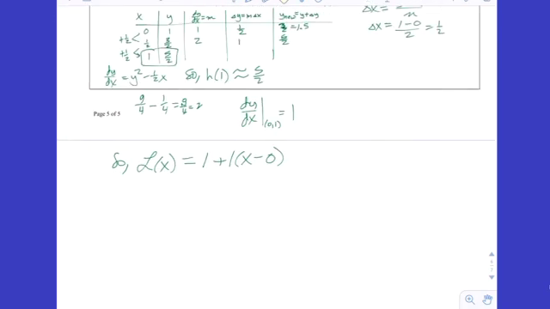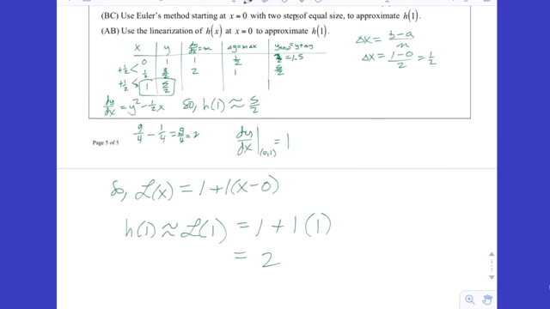So now we'll say h of 1 squiggles L of 1, which equals 1 plus 1 times 1 minus 0 is 1. And so we end up with 2. And we've already got the squiggles in there. So there you go. This could be an AB or a BC problem.